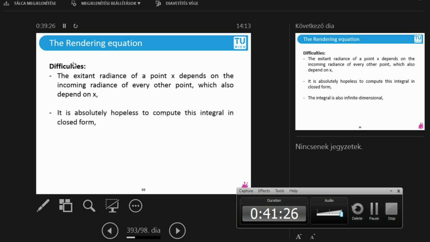This integral is hopeless to compute in closed form because there may be shapes and different objects in there, and this will make integration immensely difficult. The integral is infinite dimensional. Later you will see that if I compute one bounce, this x that I have been talking about, that's okay, but I need to compute multiple bounces. I need to start tracing rays from the camera and see how much light is entering the lens of the camera. But one bounce is not enough.